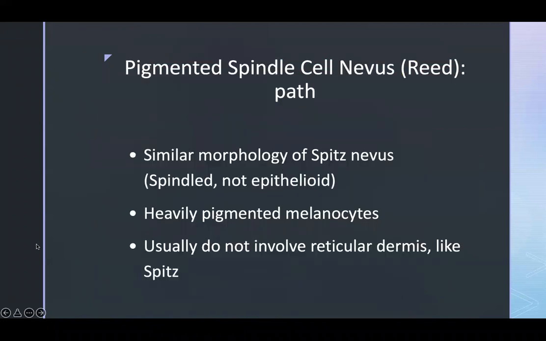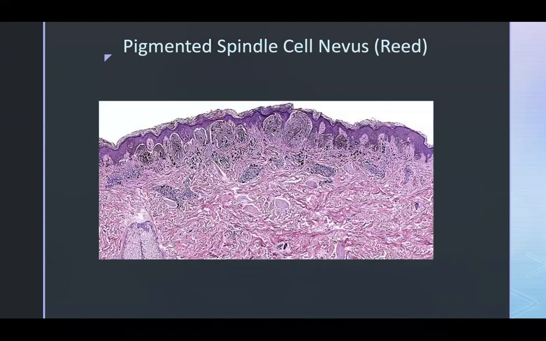Pigmented spindle cell nevus of Reed on pathology looks similar to the morphology of the Spitz nevus, where you have spindled but not epithelioid cells, but they're heavily pigmented melanocytes. And I will go back and say you can definitely have epithelioid nests there, but a lot of times you have the spindled population. That's where you get that pigmented spindle cell name. But the key feature is that these are heavily pigmented melanocytes, and they usually do not involve the reticular dermis like a normal Spitz. So here's this pigmented spindle cell nevus of Reed.